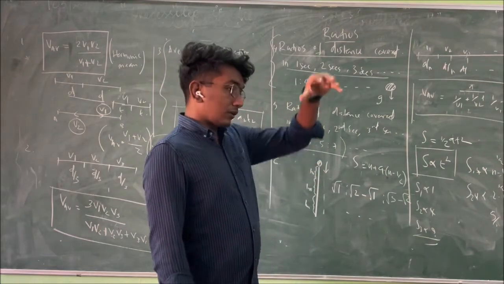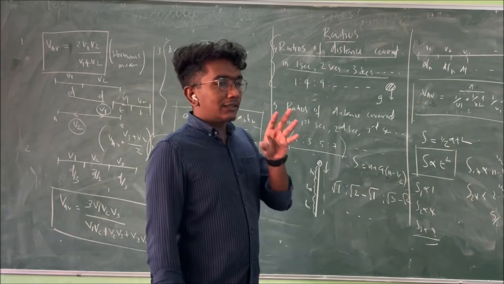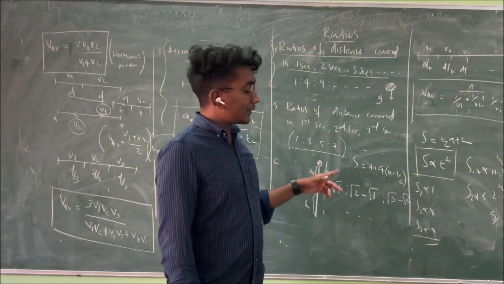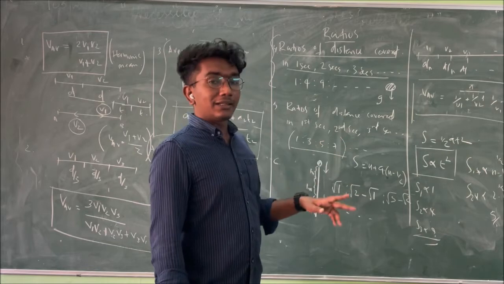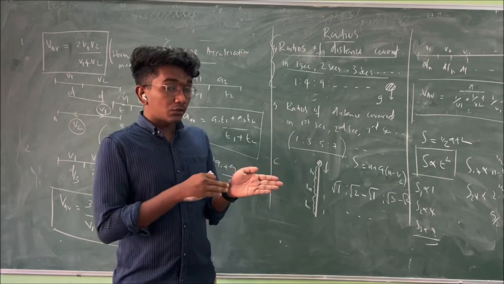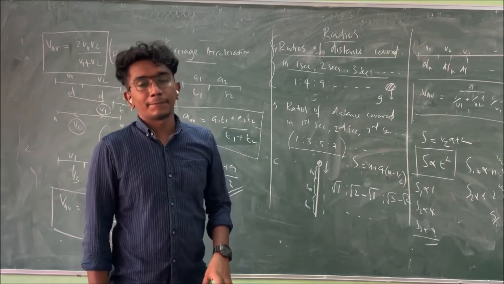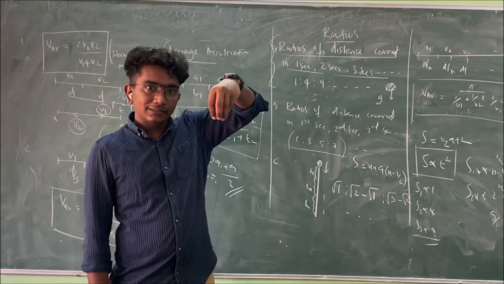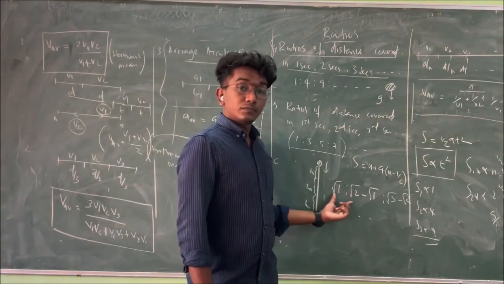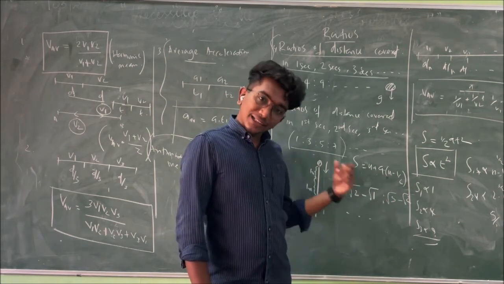Whenever a body is starting from rest and moving with constant acceleration, the time taken to cover the first 1 meter, second 1 meter, third 1 meter. Look at this. That ratio is very beautiful. You got it? First 1 meter, second 1 meter, third 1 meter, etc. So that ratio is root 1 is to root 2 minus root 1 is to root 3 minus root 2.